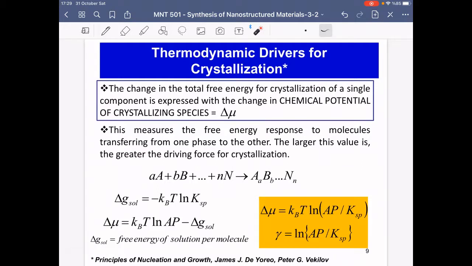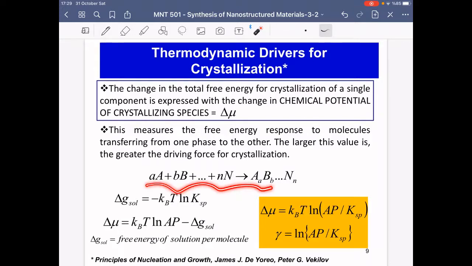Okay. And this is again very basic information on what we're doing here. Actually, the change in the total free energy for crystallization of a single component is expressed with a change in the chemical potential of its crystallizing species, delta mu. This measures the free energy response to molecules transferring from one phase to another. Okay, so we're trying to find a mathematical expression for whether I'm going to have a crystal or not. So the chemical potential is another very important expression to define what we're trying to do in here.